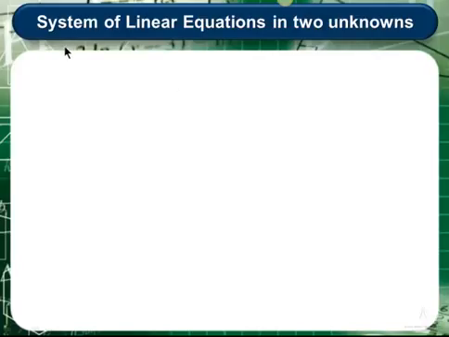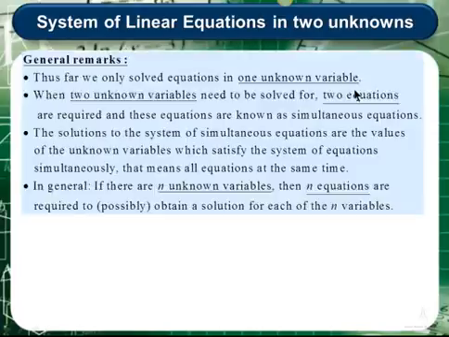We will start this lesson by considering a system of linear equations in two unknowns. Let's have some general remarks about such systems. Thus far, we only solved equations in one unknown or variable. In many cases this unknown was x, but sometimes we used y, but you can also use any other symbol for that matter. When two unknown variables need to be solved for, two equations are required, and these equations are known as the simultaneous equations of such a system.